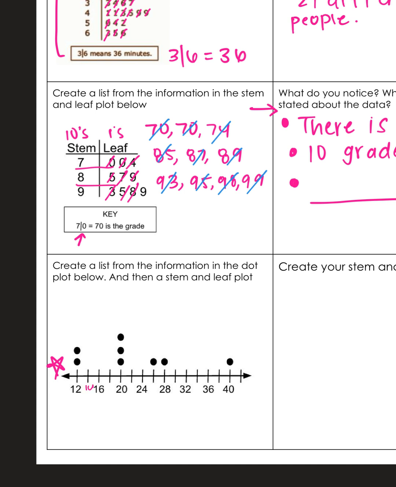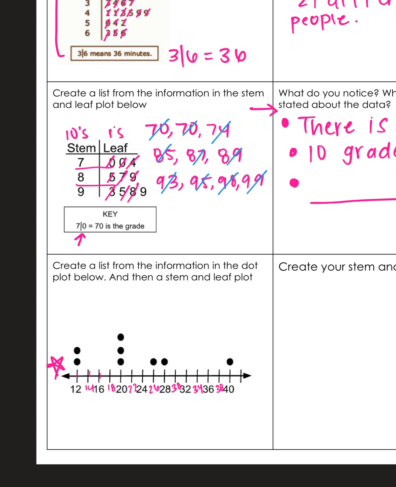Hopefully you're thinking 14. So it looks like it's going 12, 14, 16, 18. The next one's 20, 22, 24, 26, 28, so on and so forth. Let's make sure we fill those in, because otherwise it's going to be hard to gather that data.